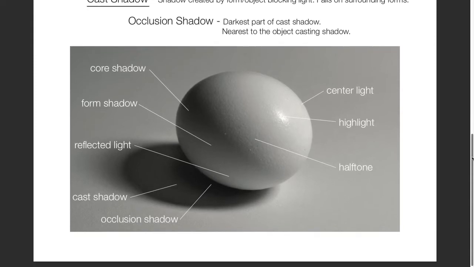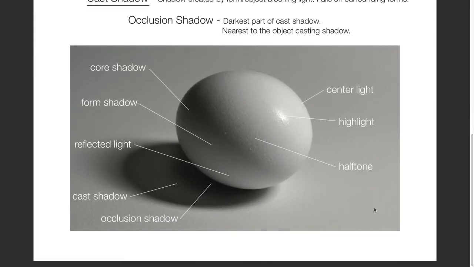So if I come down here to our image, this right side is our light considerations. Center light is this whole side of the egg that's facing the light source off to the right. Halftone is this area of the egg right here that's still catching light, but isn't really facing the light. It's starting to darken. It's starting to get this smooth darkening effect happening, but it hasn't yet moved into the shadow side. All right, and then the highlight, the shiny spot.